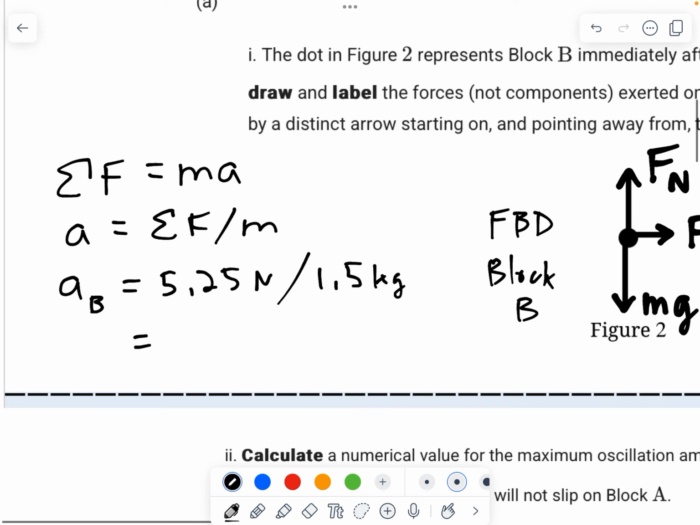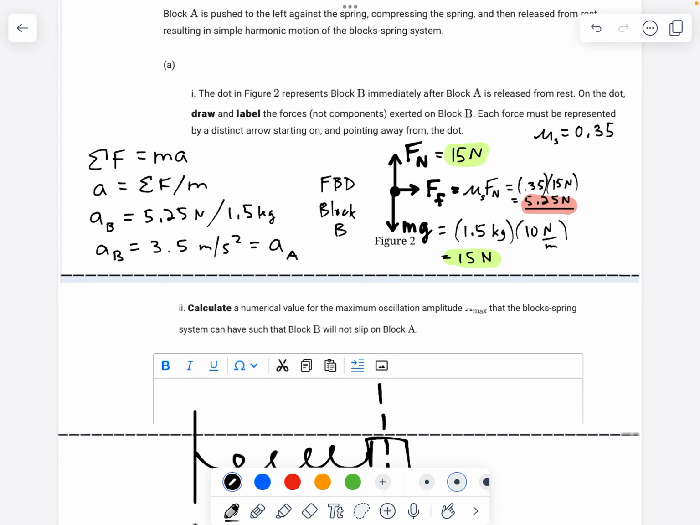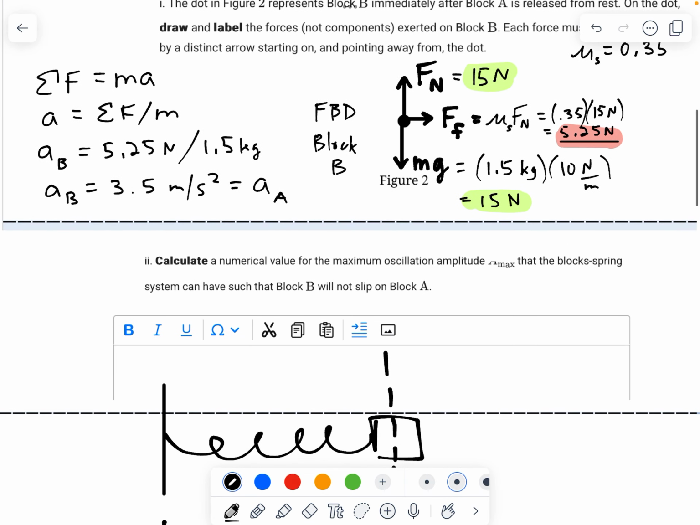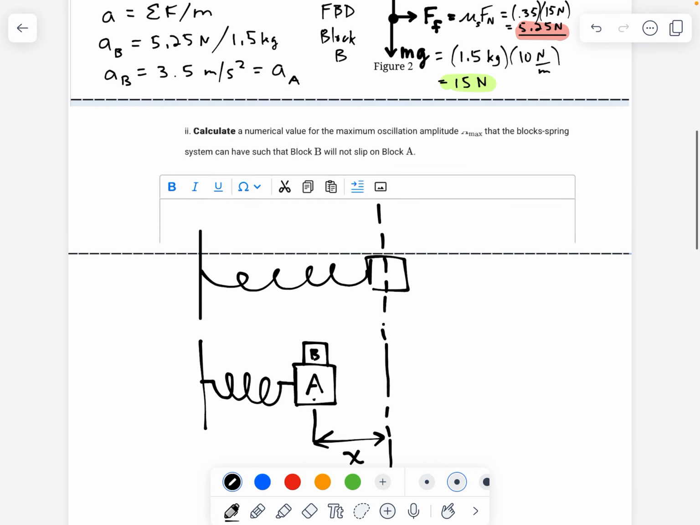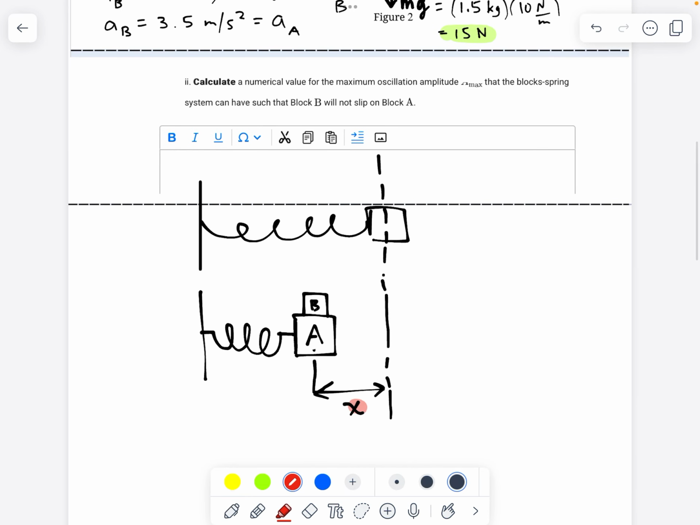And then when we divide those, we get 3.5 meters per second squared as the acceleration of block B. Well, the two blocks are connected to each other, so they would actually have the same acceleration, so that's also the acceleration of block A. Okay? Now, the question was asking, what is the maximum oscillation amplitude? That's this value right here.